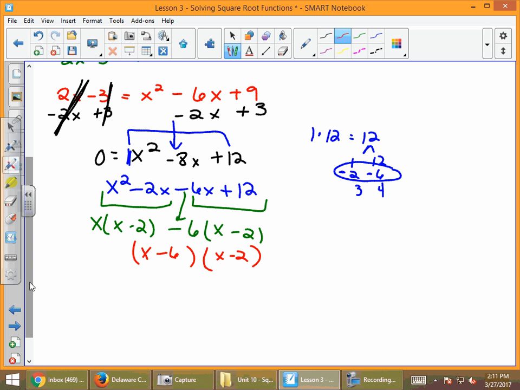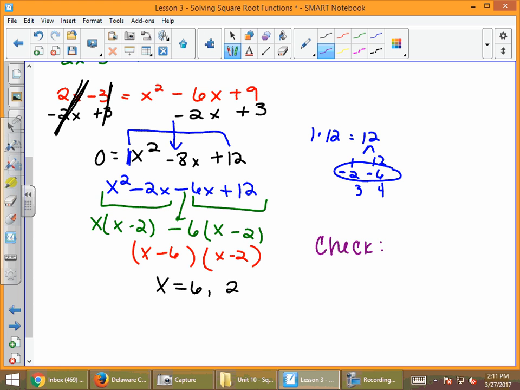And then solve. So we get x is equal to 6 and x is equal to 2. Well, are we done? No. What do we still have to do? Check. I know you just did so much work, but you can't forget to do it. You have to still check. And how many answers did we get? 2. So how many checks do you think we have to do? 2. Okay, you have to check both of them.